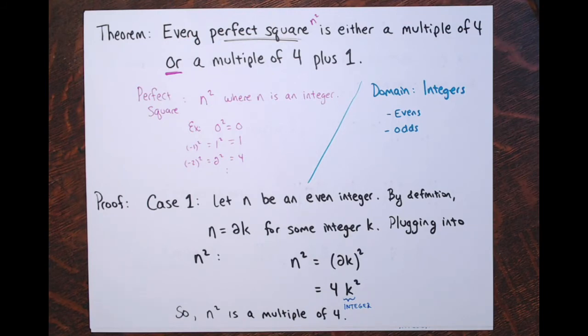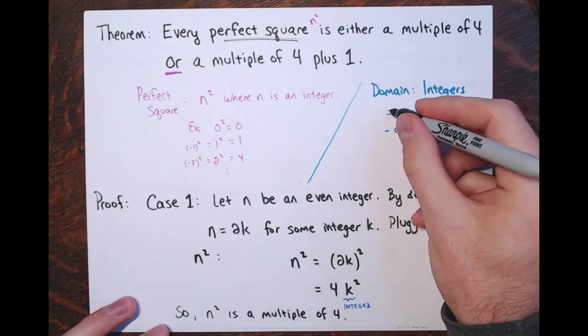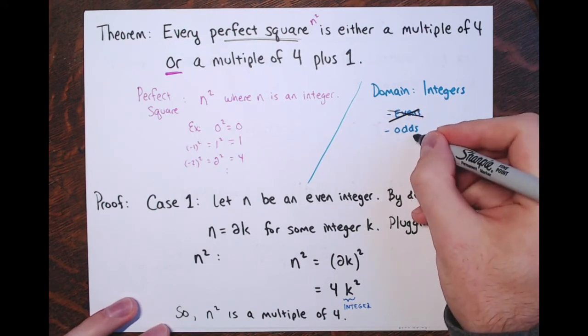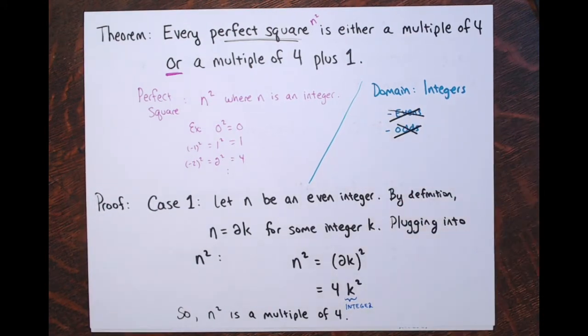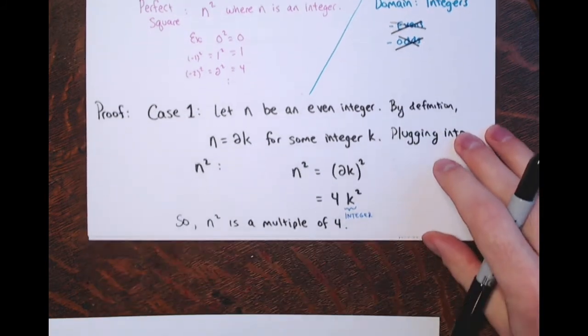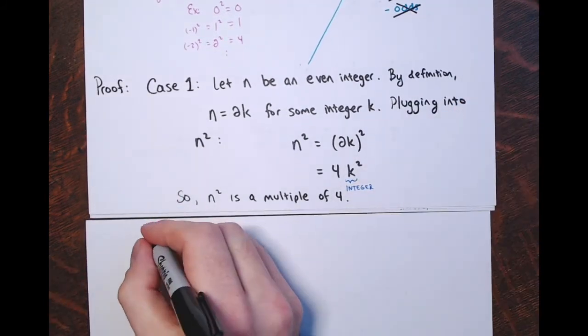Now let's look at the other. That takes care of half of the integers, and then we'll look at the other case where n is odd. Where I look at the squares of odd integers, and that'll take care of the entire domain, right? Because you can only either square an even integer or an odd integer. Okay, so case 2.